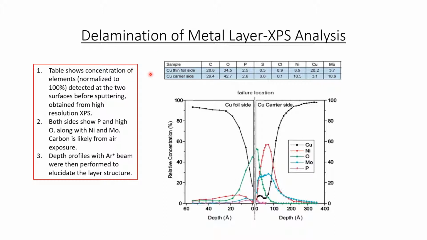The table shows the concentration of the elements detected at the two surfaces before sputtering, obtained from high-resolution XPS. Both sides show phosphorus and high oxygen, along with nickel and molybdenum. Carbon is likely from air exposure. Depth profiles were performed with an argon beam to elucidate the layer structure. The copper is shown in black here. The nickel is shown in red. The oxygen is shown in green. The molybdenum is in blue, and the phosphorus is down here in purple.